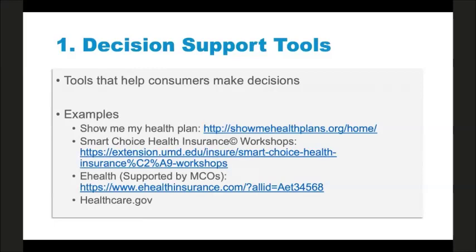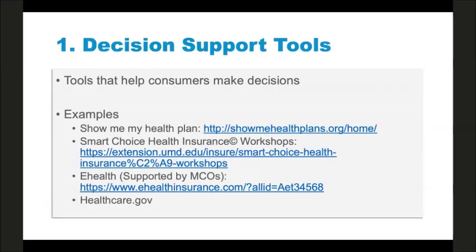Here are some examples that I have pulled that are decision tools that focus on health insurance decision making. Show Me My Health Plan is an online health insurance decision support tool that an individual can just access by themselves. It helps simplify health information. It assesses and reviews the consumer's knowledge. It incorporates the family and individual health status to personalize the out-of-pocket cost estimates, and it provides preference for plan features.